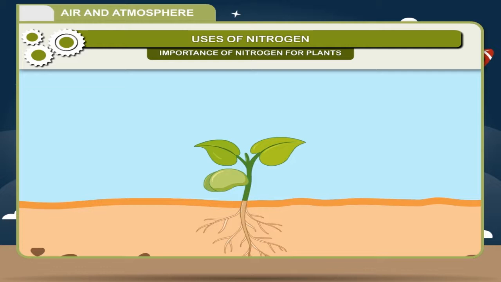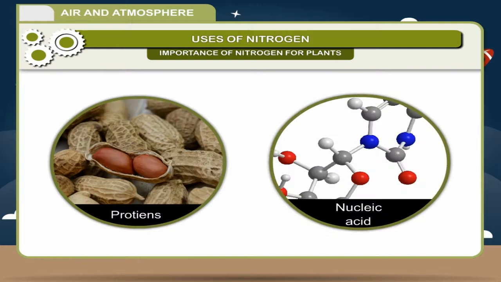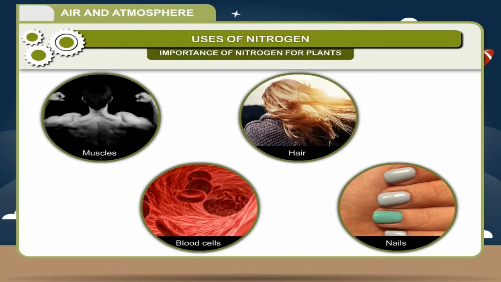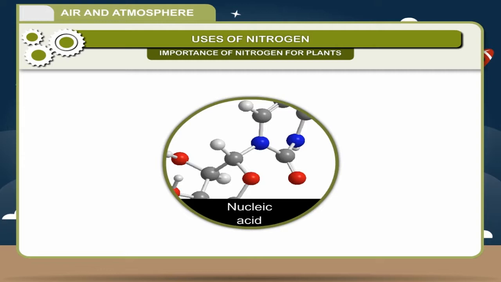We depend on plants for protein and nucleic acids. Proteins are responsible for the growth of our muscles, blood cells, hair, nails, etc. Nucleic acid plays an important role in reproduction and heredity.